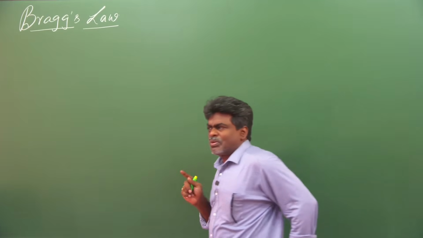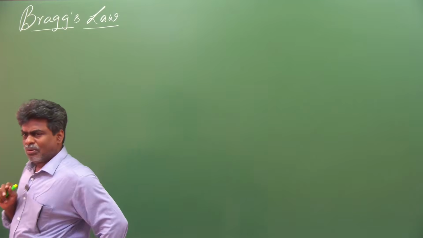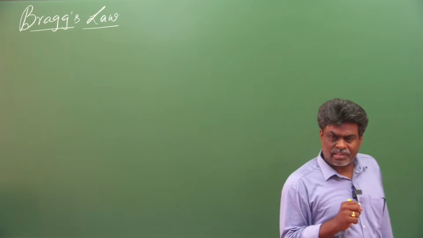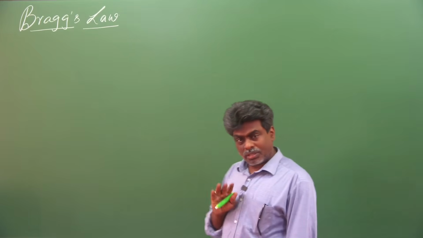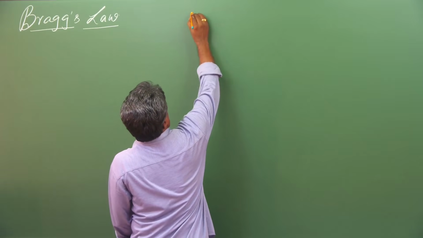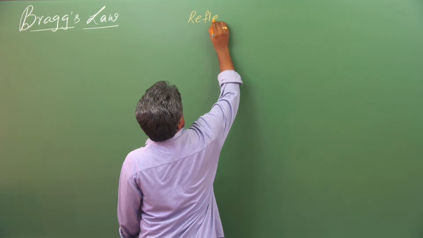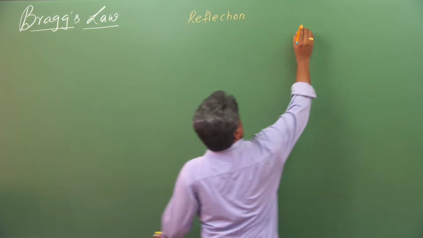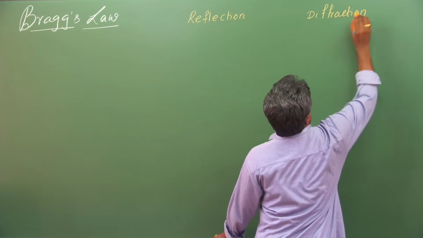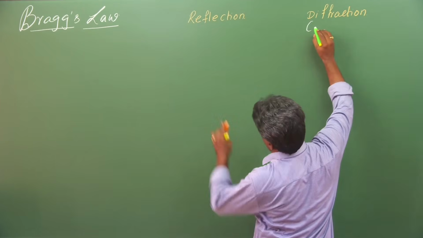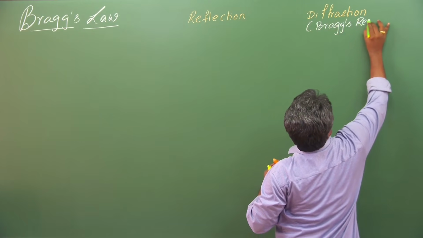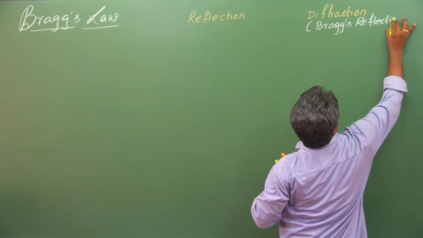From childhood onwards, we are hearing two words. One is reflection, another is diffraction. What is the difference between reflection and diffraction? Are both the same or is there any difference? Right. Listen. First let me take this. Here we have a reflection and the next one is a diffraction. Here for the diffraction, we call it by one more name, because this is Bragg's law, that's why we call it Bragg's reflection or Bragg's diffraction, whatever it is.